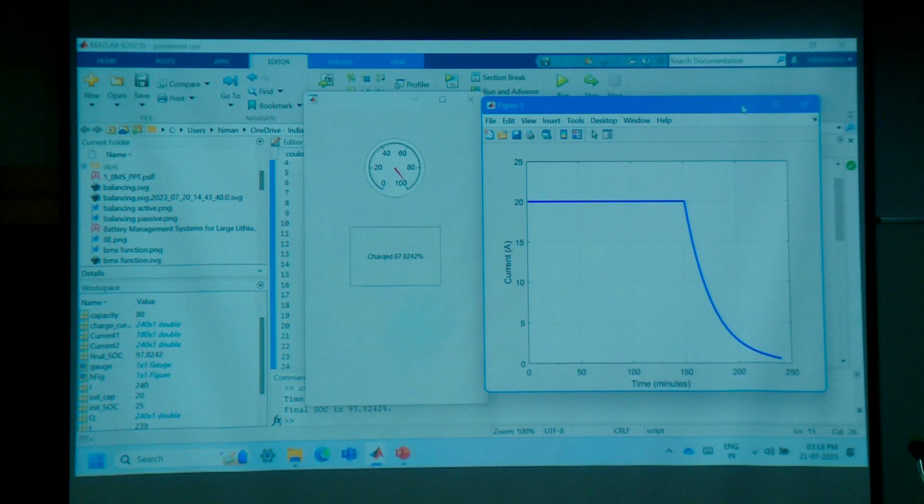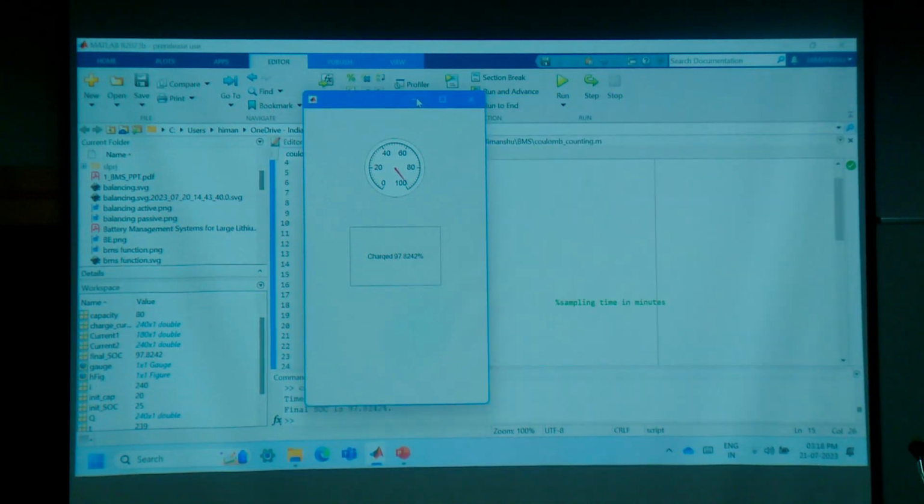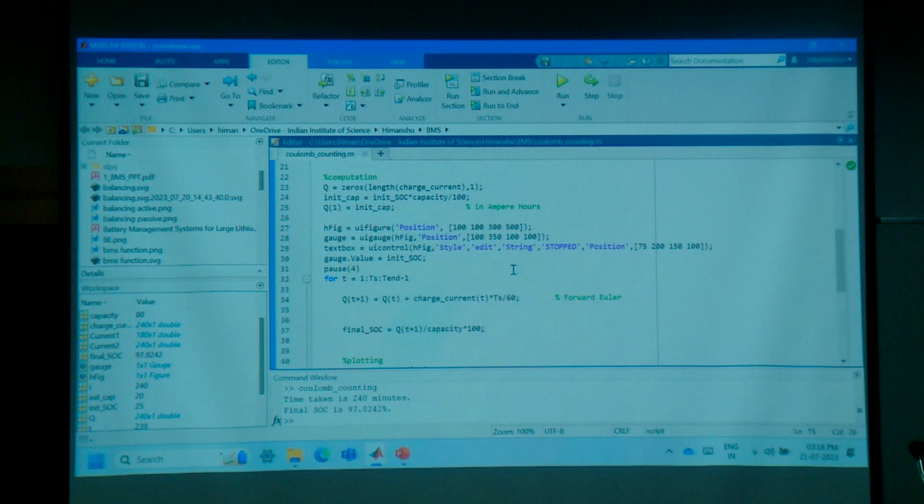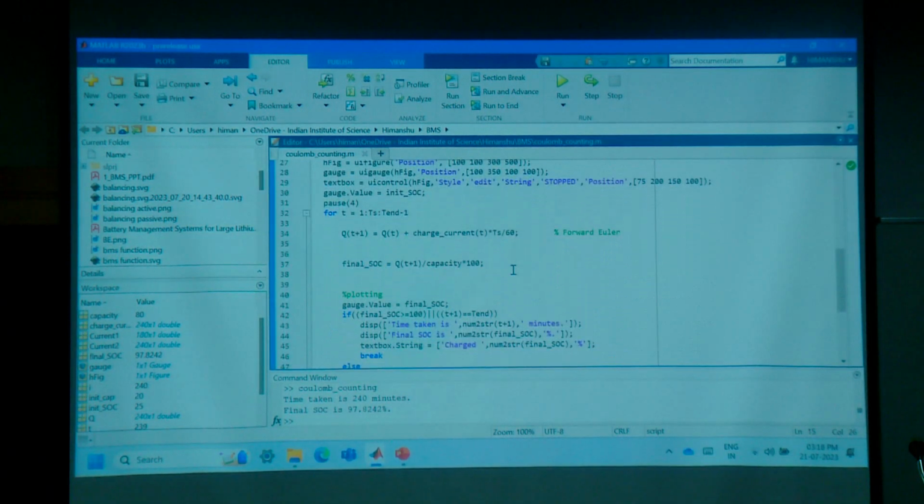So this was just an example of the Coulomb counting mechanism. Advanced mechanisms are there in literature which can be implemented. This was just an example using a forward Euler method.